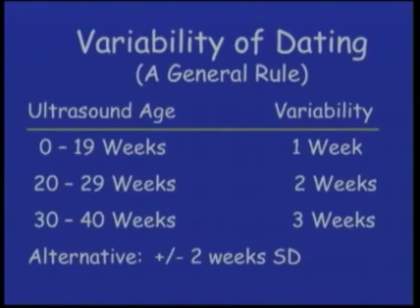Now, in general, we use a variability of dating rule that in the teens, it's within 1 week of variability. In the 20s, it's within 2 weeks. And in the 30s, it's within 3 weeks. But there's a caveat to this that if you have a prior ultrasound, then you should be growing within about a week of your original ultrasound dates.